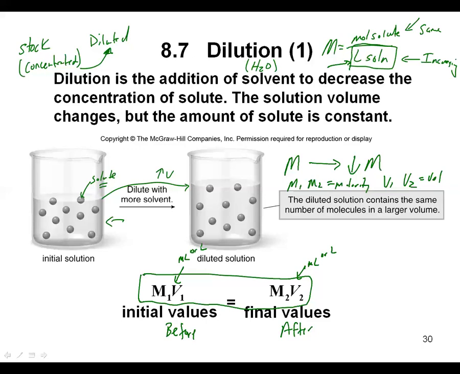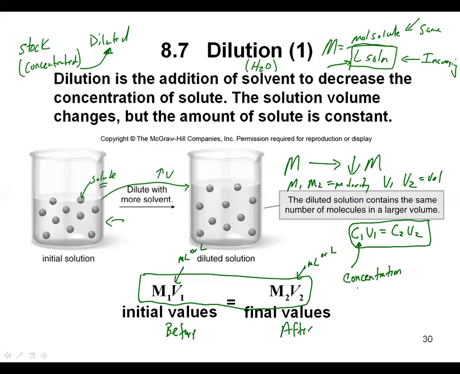Sometimes you'll see this equation in a more generic form, and sometimes people will use this equation as C1V1 equals C2V2, and it's really the same thing, except that the C here is just generic for concentration.